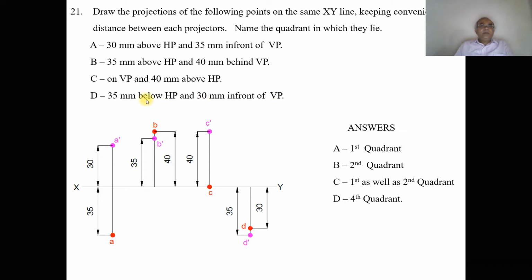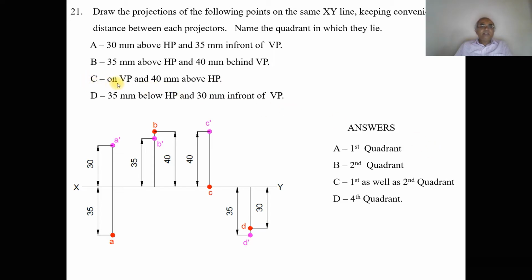So here, if you consider point capital A above HP and in front of VP, obviously the condition is for the first quadrant, where in the first quadrant the condition is above HP and in front of VP. So obviously capital A should lie in the first quadrant. Capital B is above HP and 40 mm behind VP. The second quadrant condition is above HP and behind VP. So naturally capital B should be in the second quadrant.